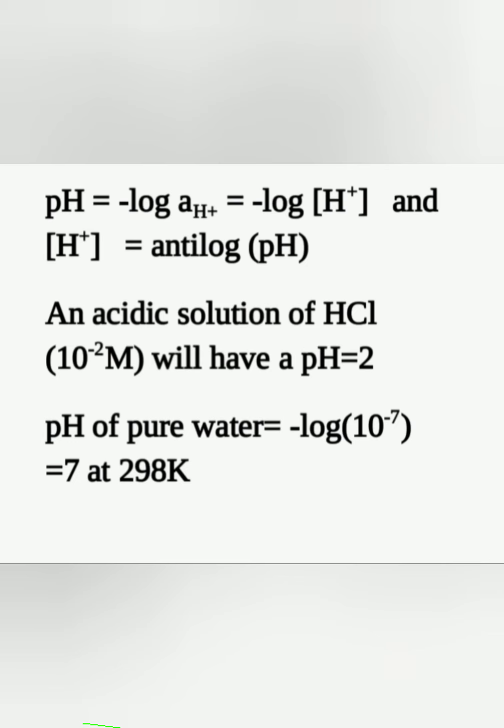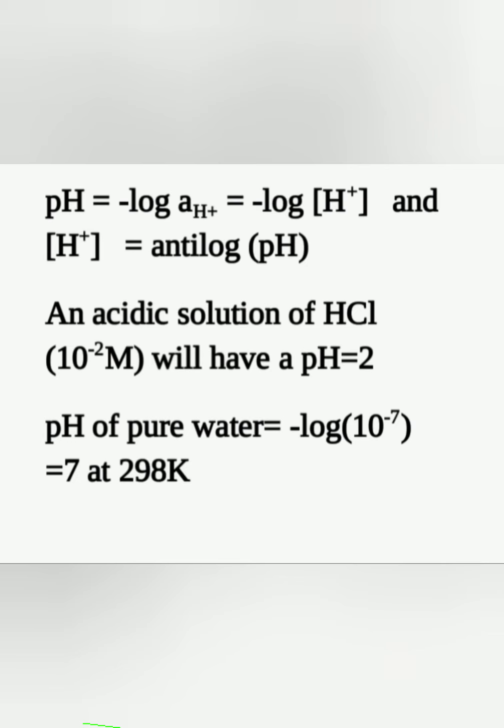Similarly, consider a basic solution of NaOH having a hydroxyl ion concentration, that is OH minus ion, equal to 10 raised to minus 4 molar, and hydronium ion equal to 10 raised to minus 10 molar, then it will have a pH equal to 10. At 25 degrees centigrade or 298 Kelvin, pure water will have a concentration of H plus equal to 10 raised to minus 7. Once again, for a basic solution, we are calculating the pH. We know a basic solution's pH will always be greater than 7.